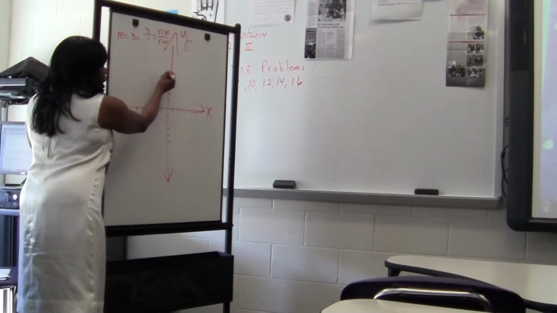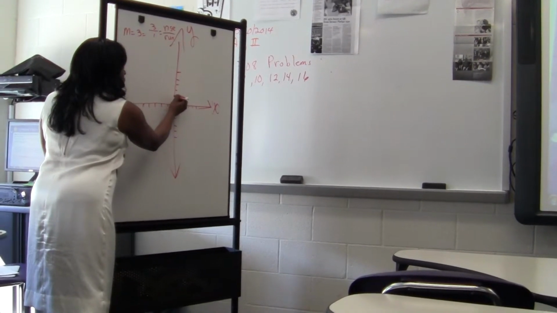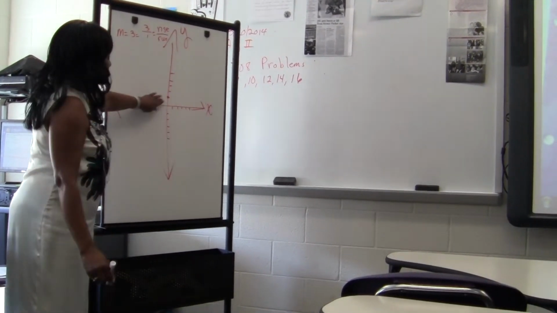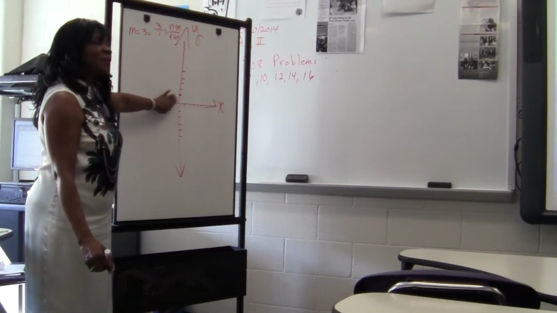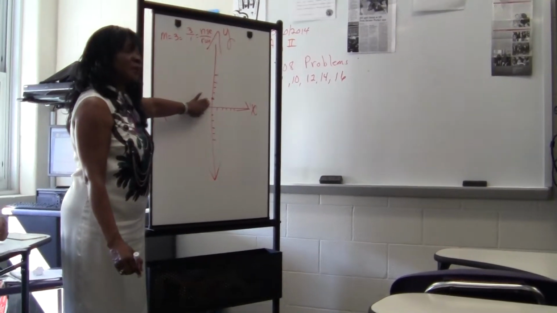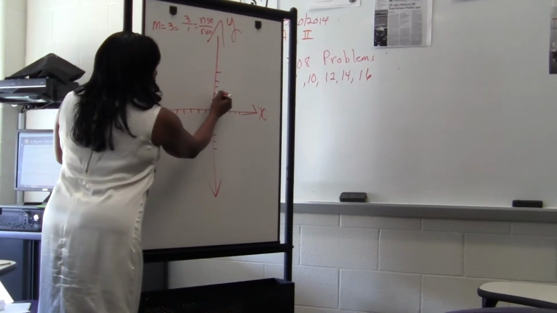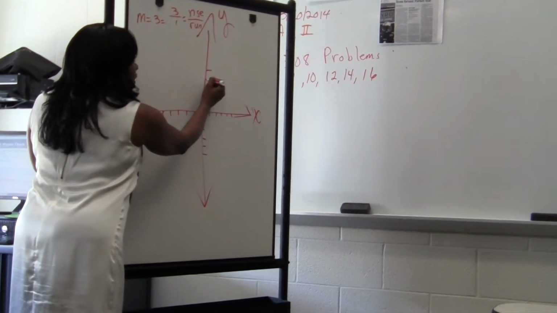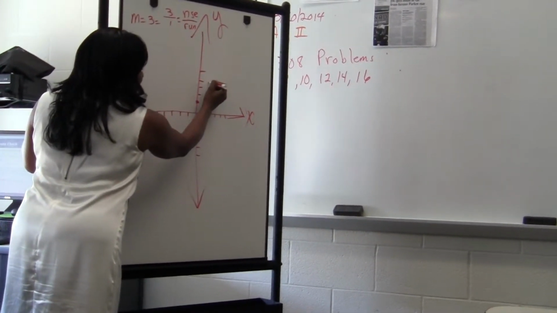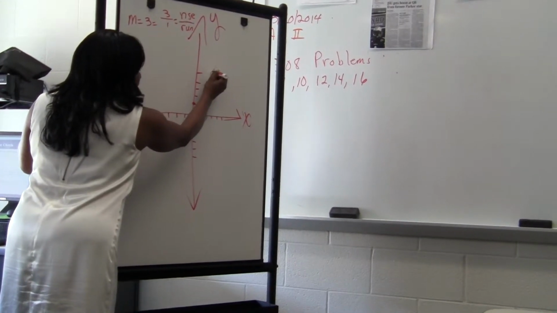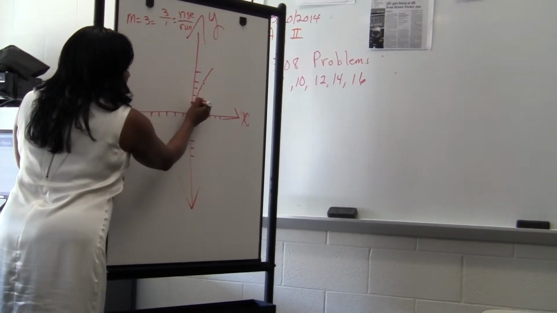So, I go on my y-axis and I plot that 1. From this y-intercept, how many places do I have to go up? Just 3. Very good. 1, 2, 3. And how many do I have to run it? 1. Okay, and then you draw your line through those points.